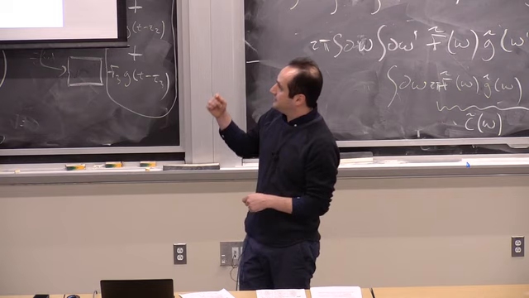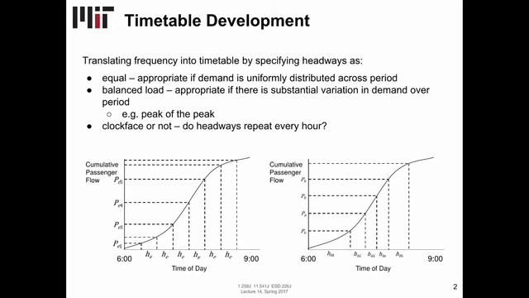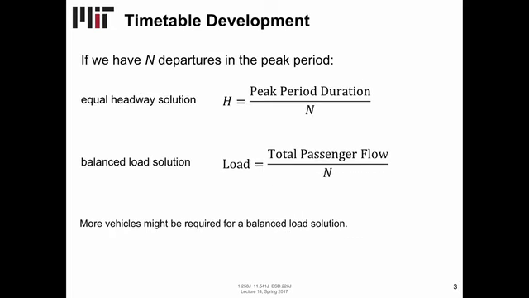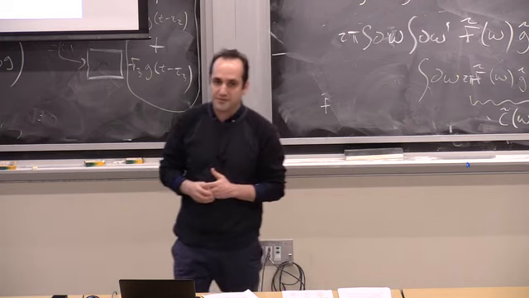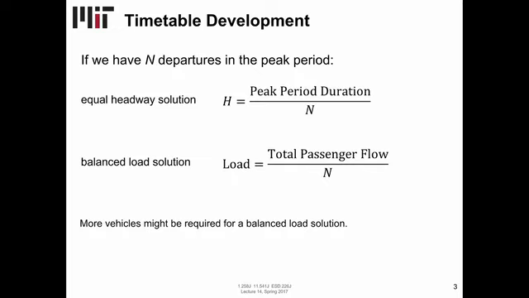However, the other issue that could actually be the counterpart of the issue that you suggested is that when we're designing the timetable based on balanced load solution, we may actually end up having to use more vehicles required for that solution. And the reason for that, does anyone have any suggestions what the reason could be?